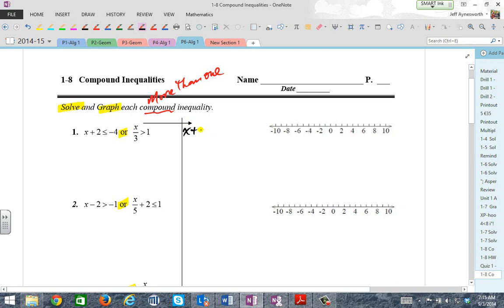X plus 2 is less than or equal to -4, or x divided by 3 is greater than 1. We're going to step this out. We're going to solve them first. You do that first, and the second thing, we graph them, okay? Now, let's always do the inverse here in algebra. By x plus 2 here, I need to cancel out the 2 and solve for x. So I'm going to subtract 2, inverse of adding. When I do that, the opposites cancel to 0 here, and I get x less than or equal to -6. -4 plus -2 is -6.